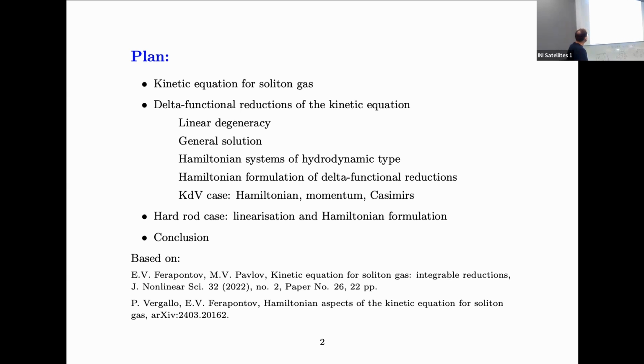The talk is based on these two papers: with Maxim Pavlov, where we discussed integrability of cold gas reductions, and with Pierre-André Vergallo, where we constructed the Hamiltonian formulation for these reductions.